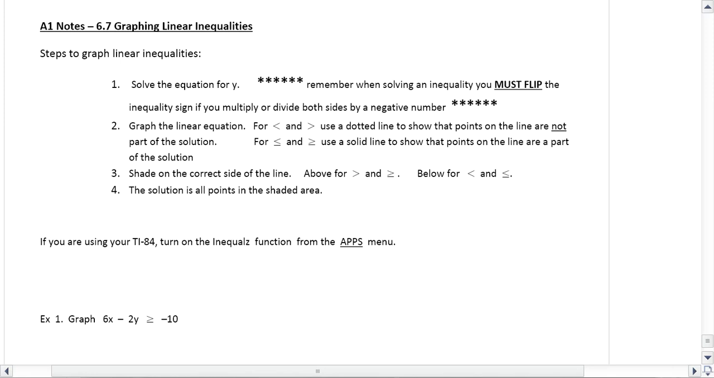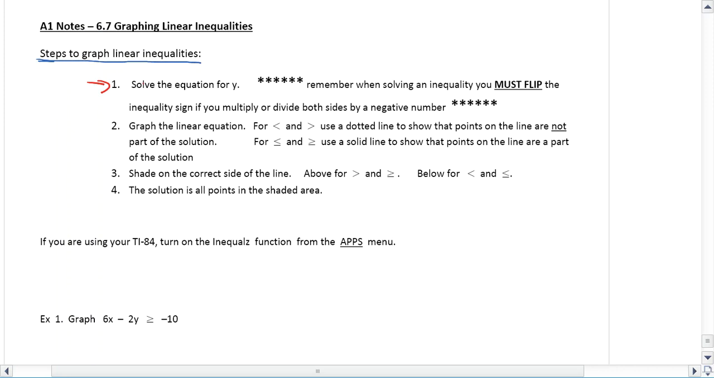This video is for Algebra 1, Chapter 6, Section 7, Graphing Linear Inequalities. So let's go through the steps you will need to follow to graph these linear inequalities. Inequalities meaning it has a greater than or less than sign in it.